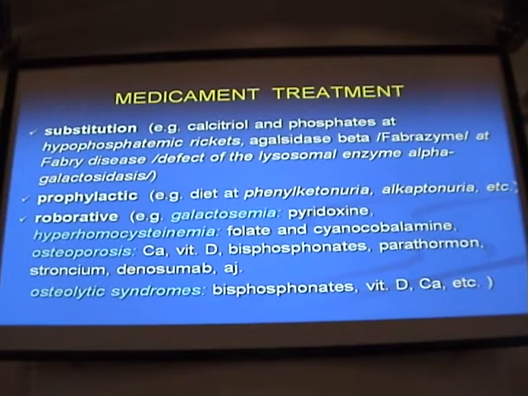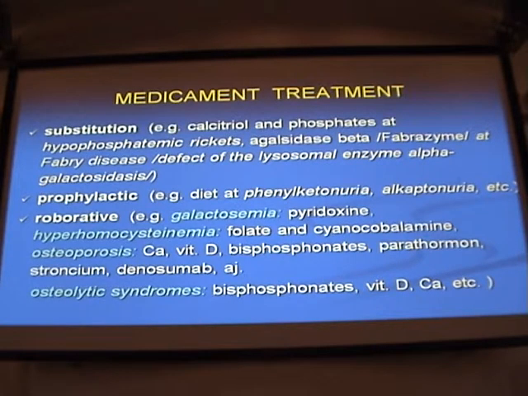Medicament treatment is possible only in a few nosologic units. Generally, we can use substitution treatment, for example, calcitriol and phosphates in hypophosphatemic rickets, agalsidase beta, so-called Fabrazyme, in Fabry disease. Prophylactic type of treatment is, for example, diet in phenylketonuria, alkaptonuria, and so on. Roborative type of treatment can be used in galactosemia. It is pretty seen in hyperhomocysteinemia. Patients are treated with folate and cyanocobalamin.